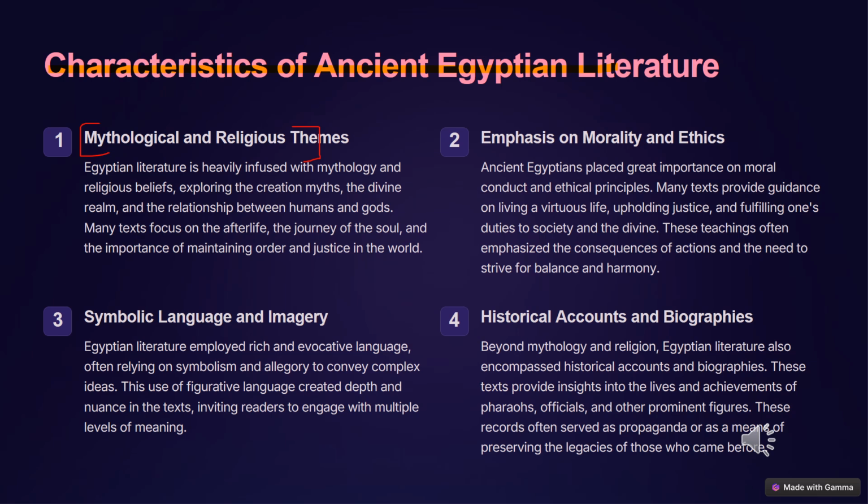Ancient Egyptian literature is deeply infused with mythology and religious beliefs, exploring creation myths, the divine realm, and the relationship between humans and gods. These texts often focus on the afterlife, the journey of the soul, and the importance of maintaining order and justice in the world.